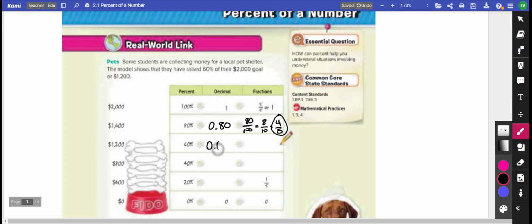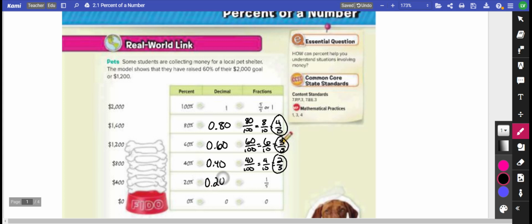60% as a decimal is 60 hundredths. As a fraction, you write that down as 60 hundredths, which is reduced down to 6 tenths, which is reduced down to 3 fifths. 40% is 40 hundredths, which is reduced down to 40 divided by 100, which is 4 tenths, and further reduced to 2 fifths.